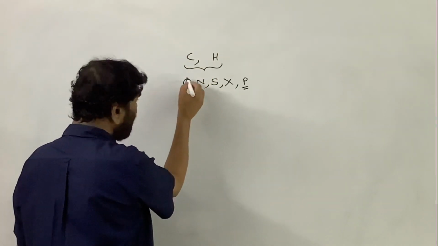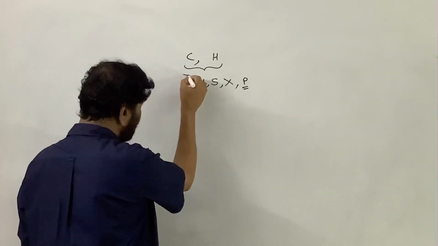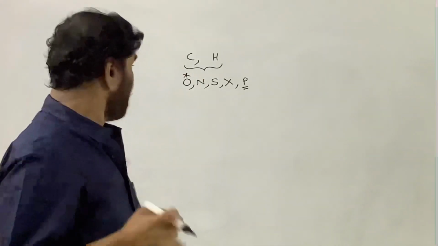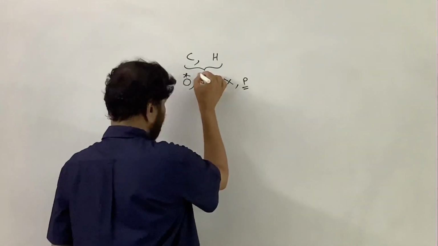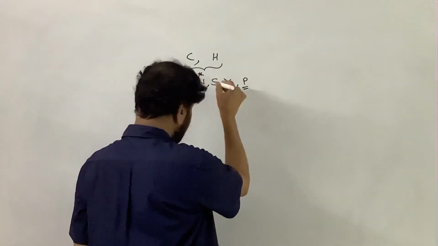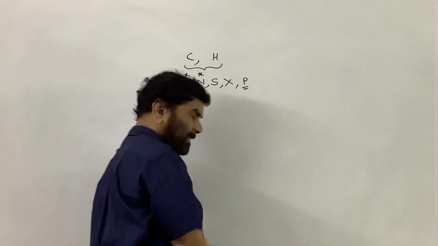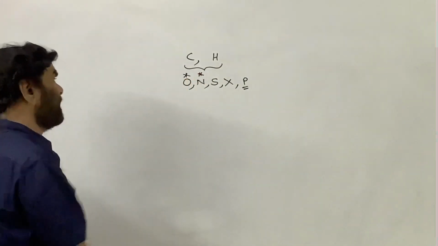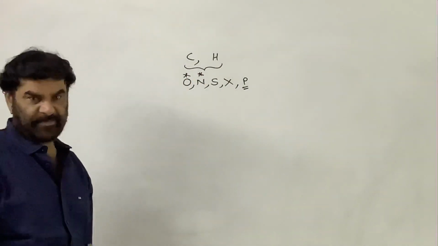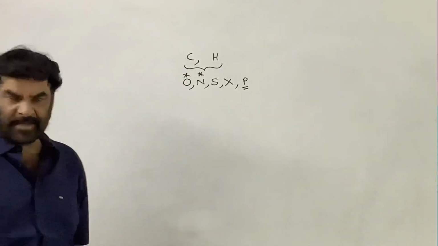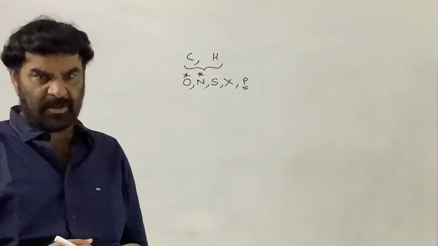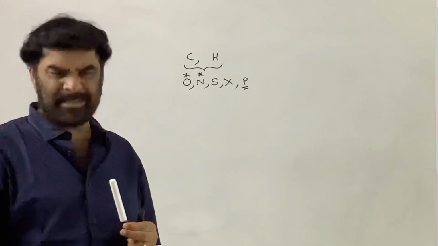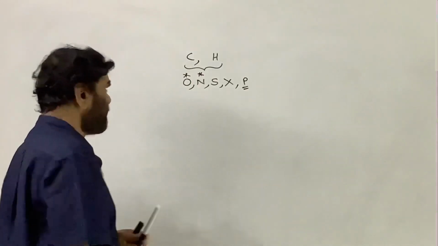After carbon and hydrogen, the more abundant element in carbon compounds is oxygen. Next is nitrogen, then sulfur, halogens and phosphorus. So the hetero atom that is most abundant in carbon compounds is oxygen. Most organic compounds contain oxygen also: the alcohols, aldehydes and ketones, carboxylic acids. There are many things under this.